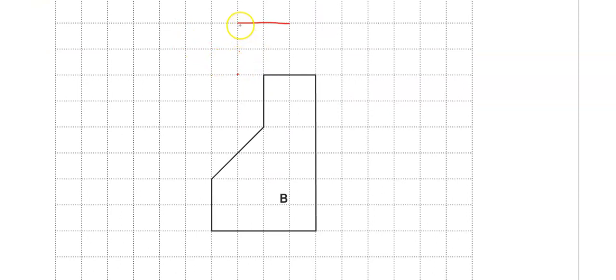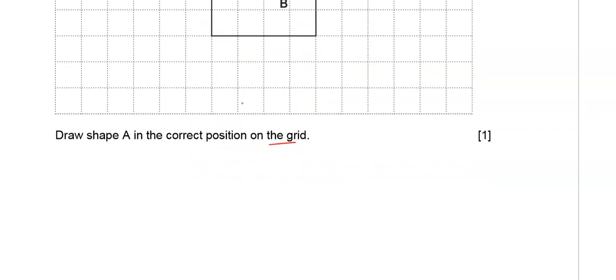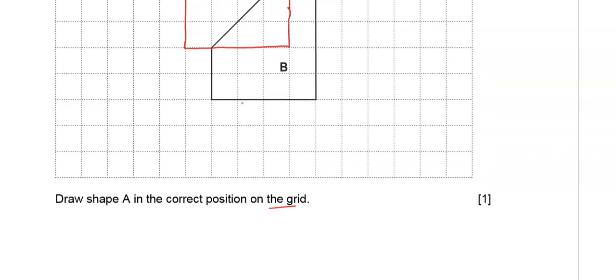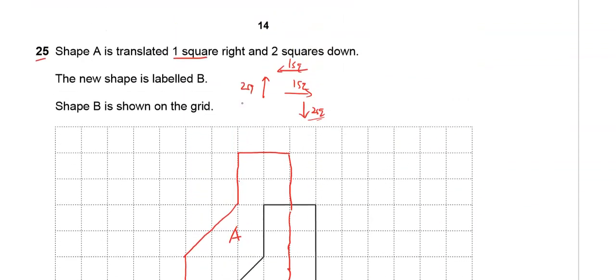So this is 2, so 2. All right, then this is 2. Come right there. This is 2. Come right there. And this is 4. Then we join this side and this. This is our shape A. Draw the shape A in the correct position. That's our shape A.